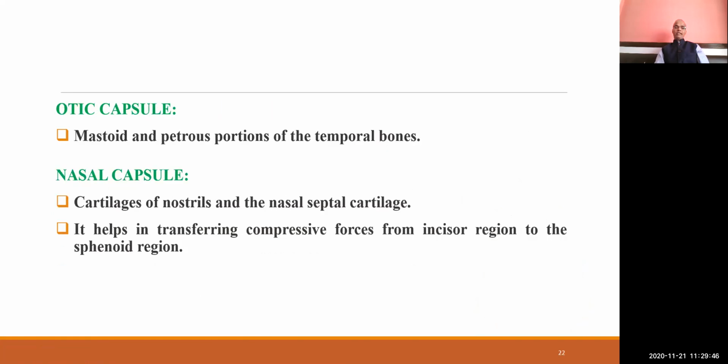Otic capsules may form the mastoid and petrous portion of the temporal bone. And nasal capsules form the cartilage of the nostril and nasal septal cartilage, and it also helps in the transferring of compressive forces from the incisor regions to the sphenoid region.